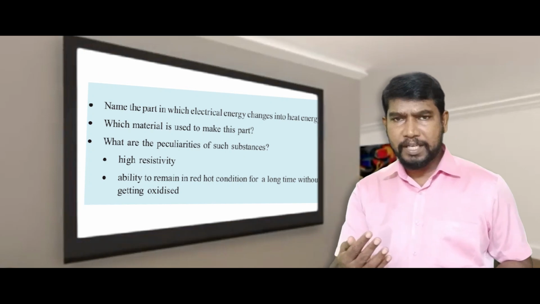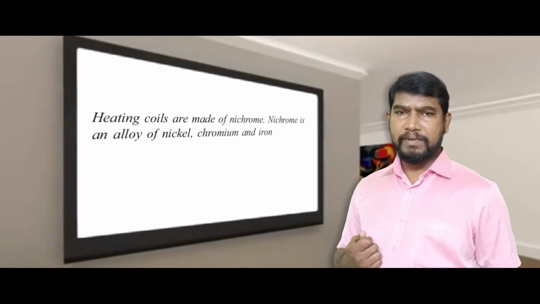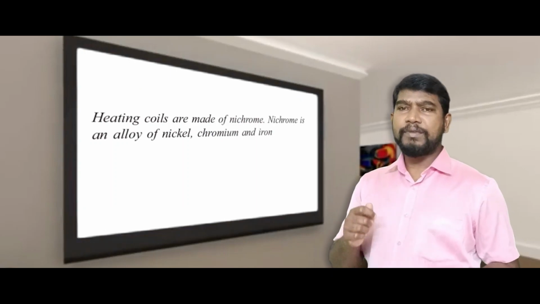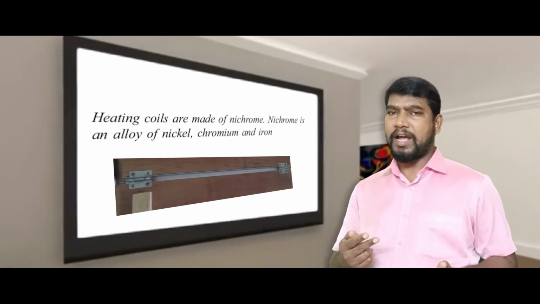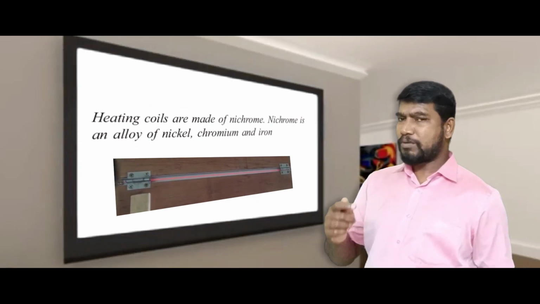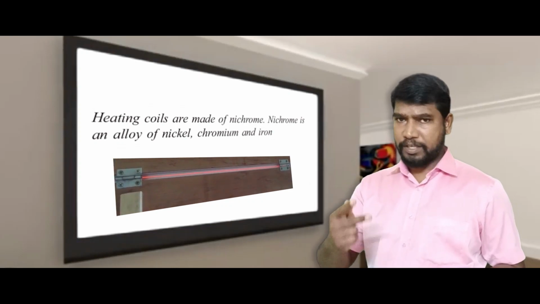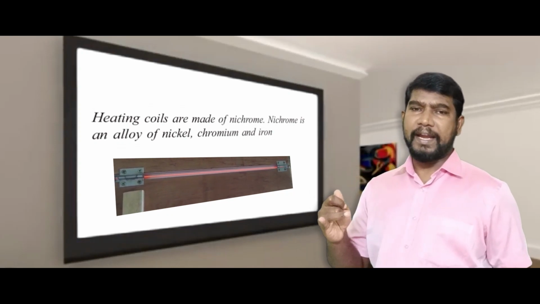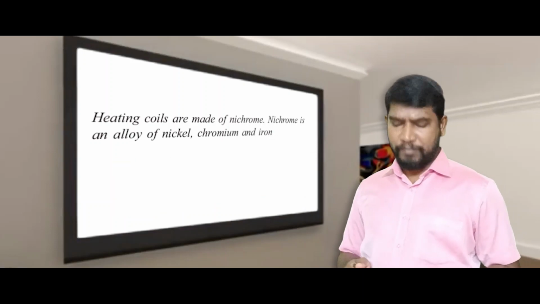Can you name the material which we use as a heating coil? The name of the material is nichrome. Nichrome is an alloy. Alloy means a mixture of metals. The correct definition for alloy is a mixture of a minimum of two metals. And nichrome means nickel, chromium, iron. So nichrome has all the requirements we discussed.